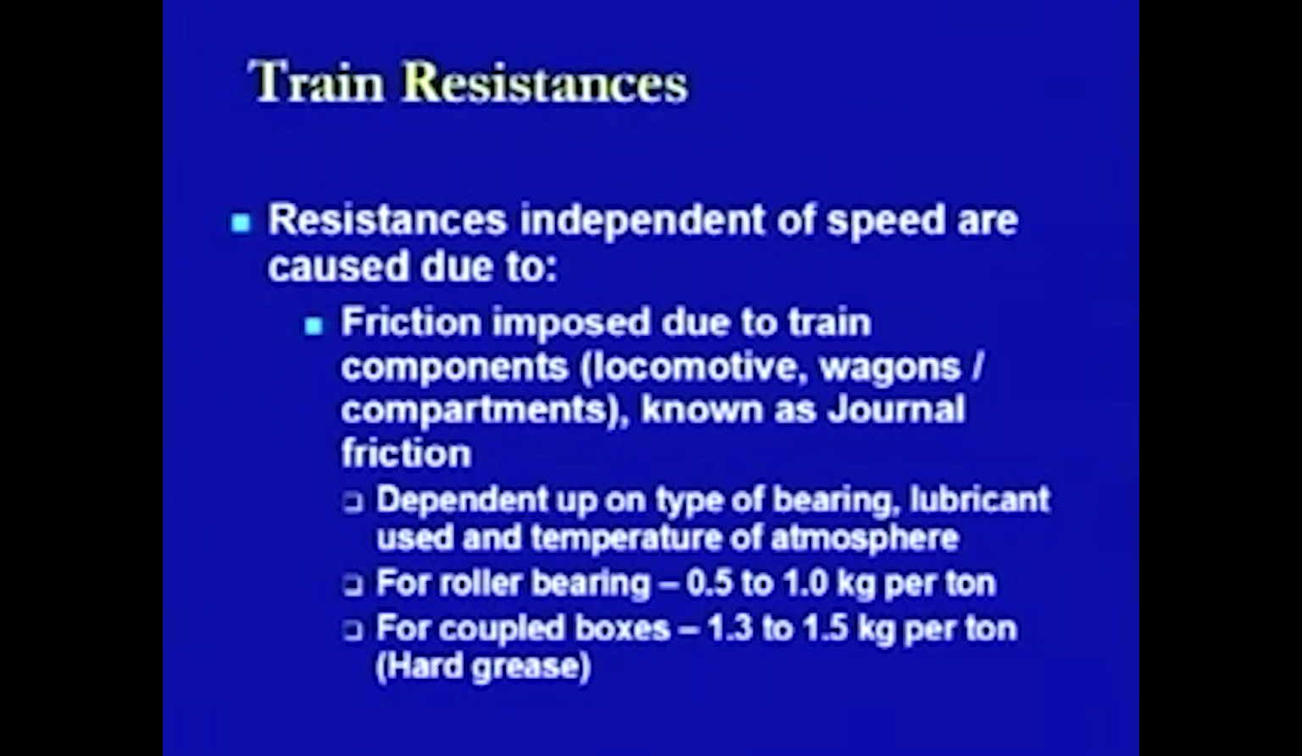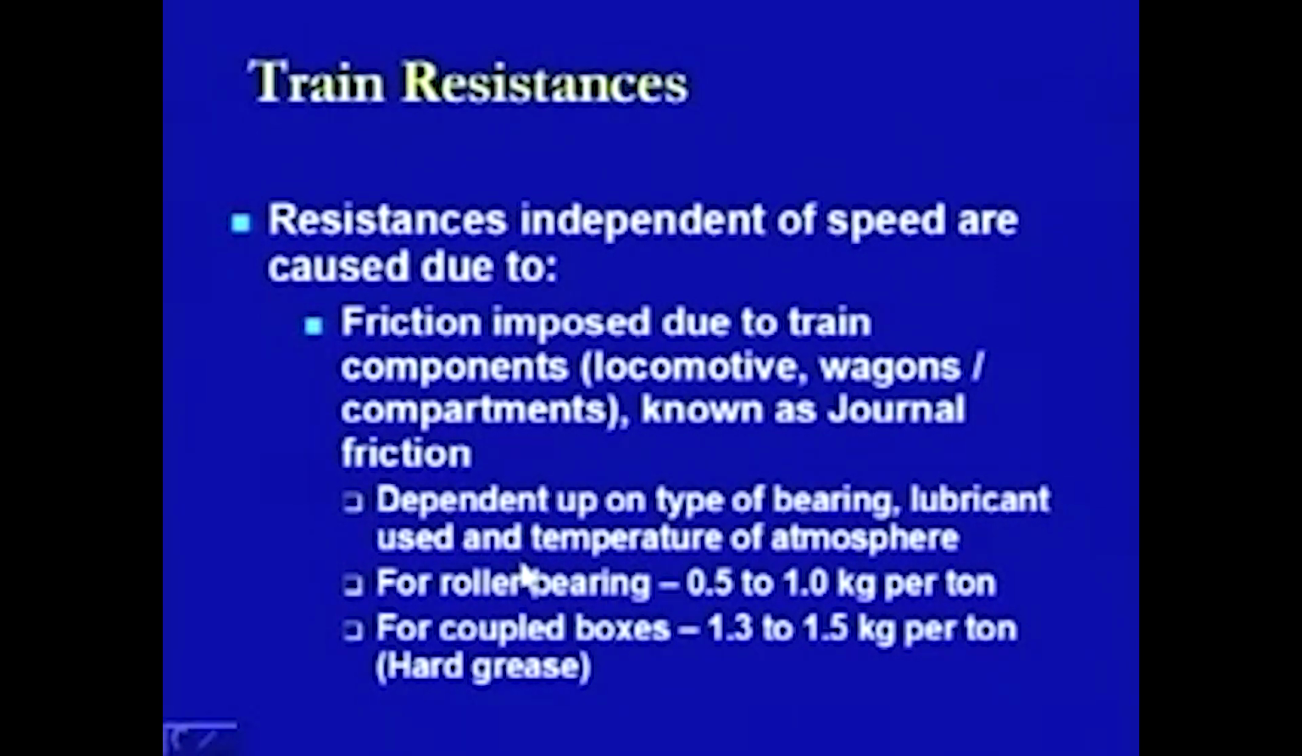In this case, the frictions which we are looking at are the frictions because of the locomotive parts or the wagons or the compartments, and these frictions are known as thermal frictions. These are dependent on the different types of bearings being used, the lubricants used, and the temperature of the atmosphere. This temperature has a bearing on the lubricant or the types of bearings being used, and if there is a higher temperature, then obviously the friction is going to be lower.